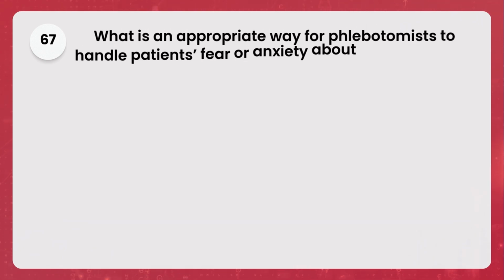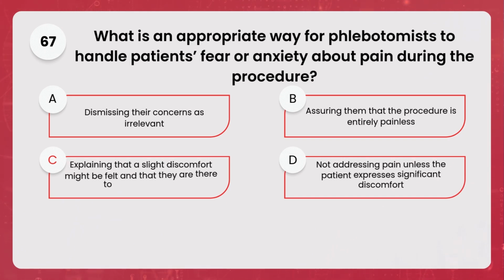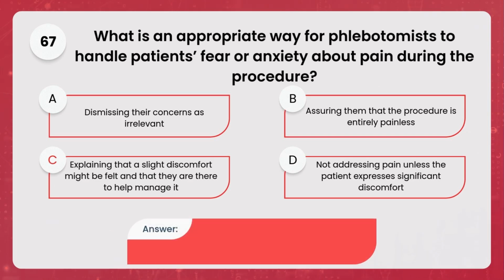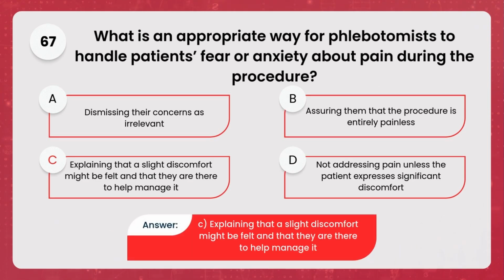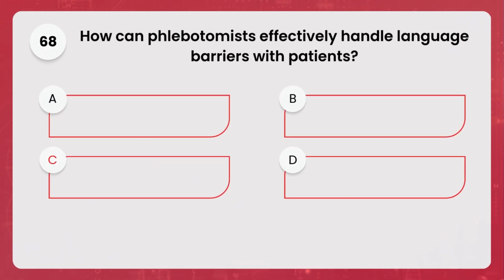Number 67. What is an appropriate way for a phlebotomist to handle patients' fear or anxiety about pain during the procedure? A. Dismissing their concerns as irrelevant. B. Assuring them that the procedure is entirely painless. C. Explaining that a slight discomfort might be felt and that they are there to help manage it. D. Not addressing pain unless the patient expresses significant discomfort. The answer is C. Explaining that a slight discomfort might be felt and that they are there to help manage it.